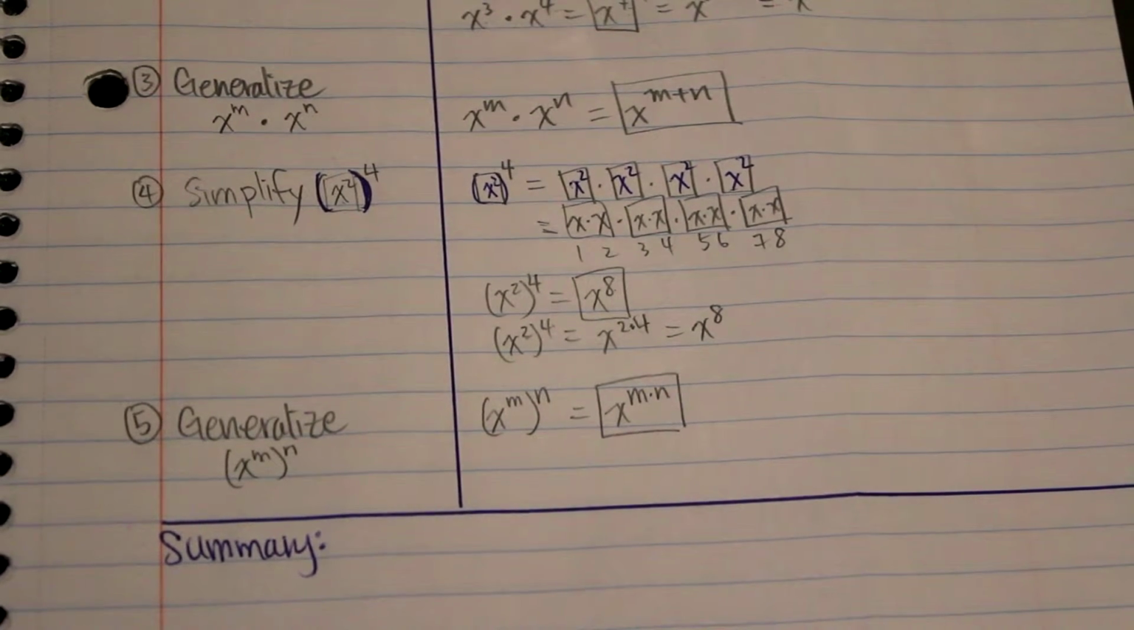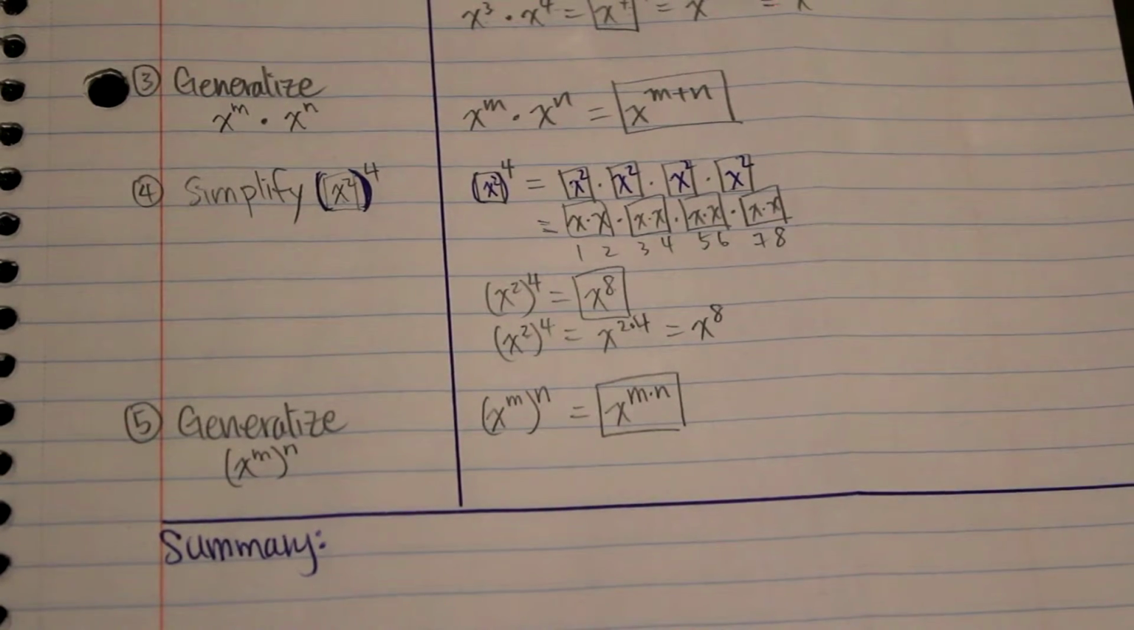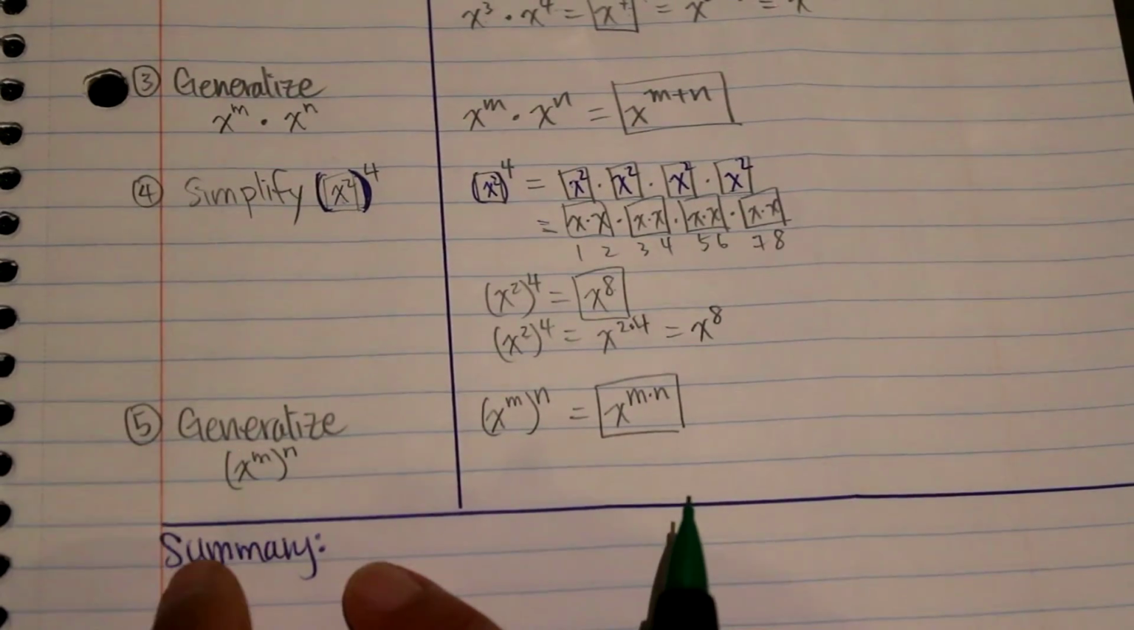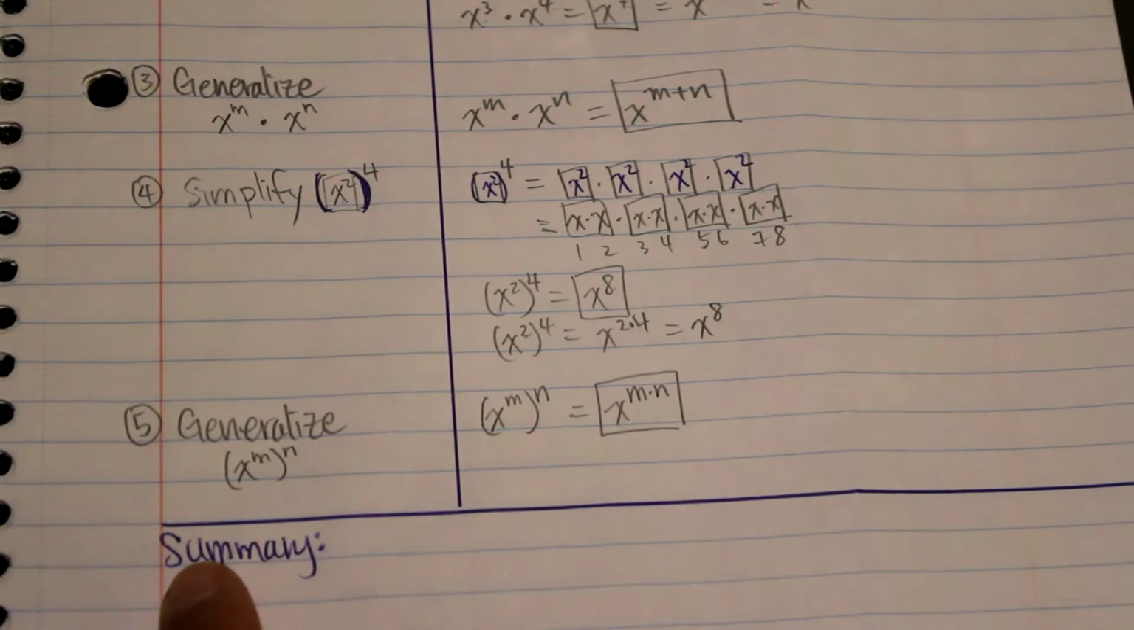Any questions about this? If not, go ahead and write down your summary. What did you learn of the basic rules? I'm going to move on to the next one, a little bit different, and then you'll see it. Okay.